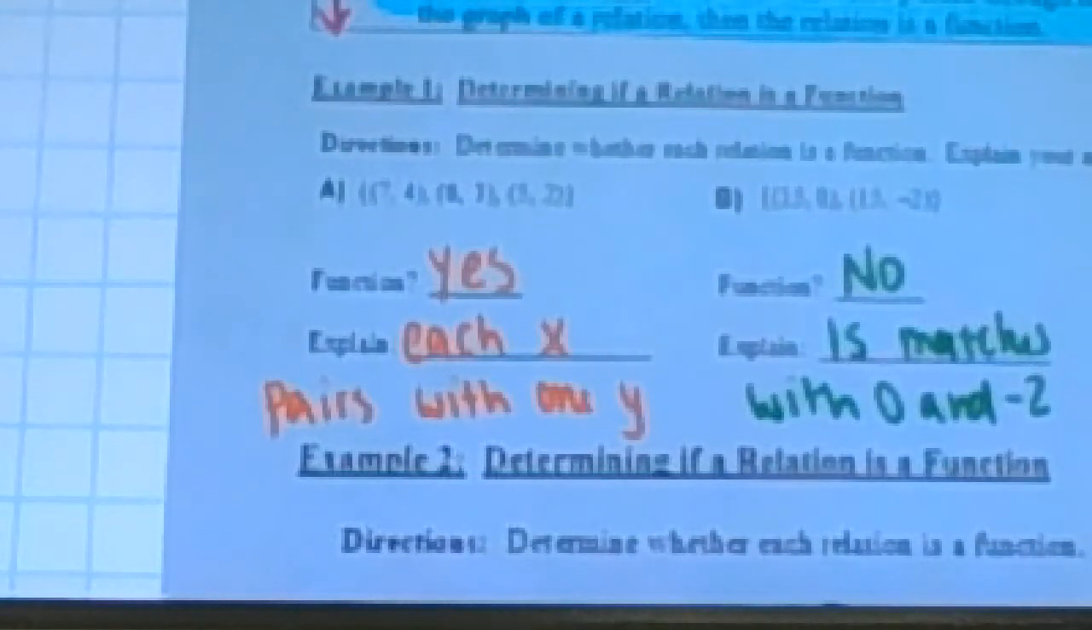Letter C, somebody else. Jacob. Jacob is another no. Why? Patrick, which number in letter C ruins this? Actually, no, because those y values can repeat. It's the zeros that are ruining it. It's the 0, not the 1, that ruins it.